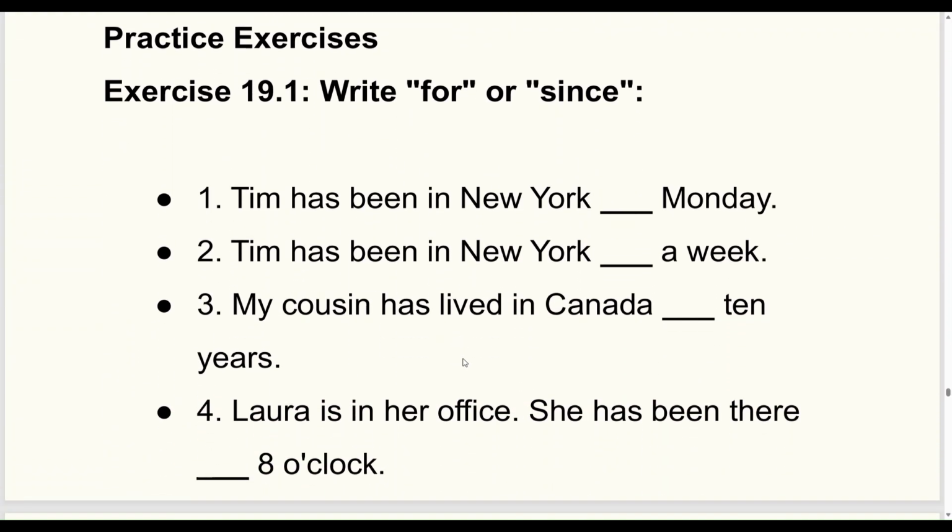Now let's try to solve some exercises using either for or since. Tim has been in New York. So now the word is Monday. Monday is a point of time, specific time. So we use since. Since Monday. Tim has been in New York. Now there is a week. That's not a point, that's a period of time. We use for. Like, Tim has been in New York for a week.